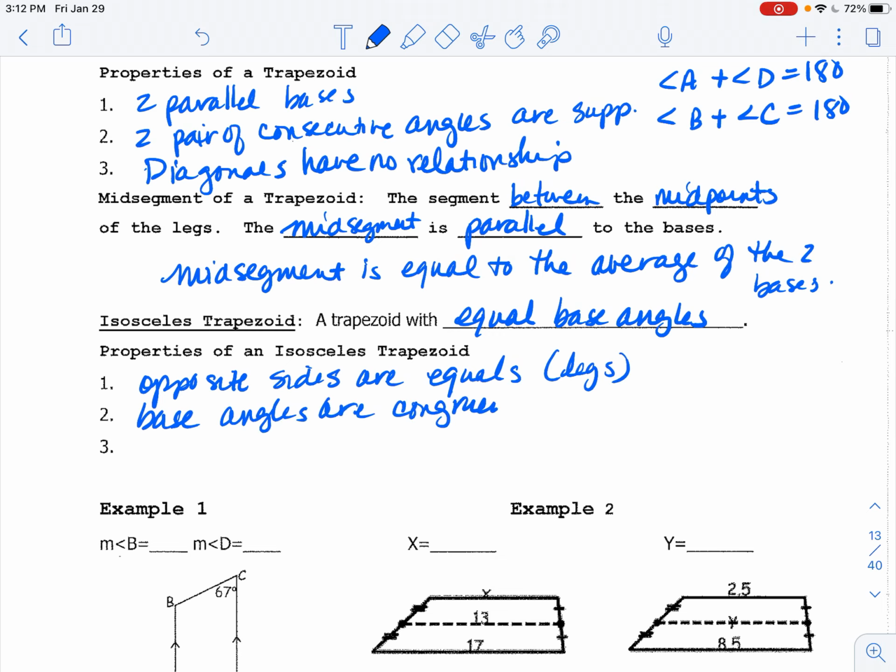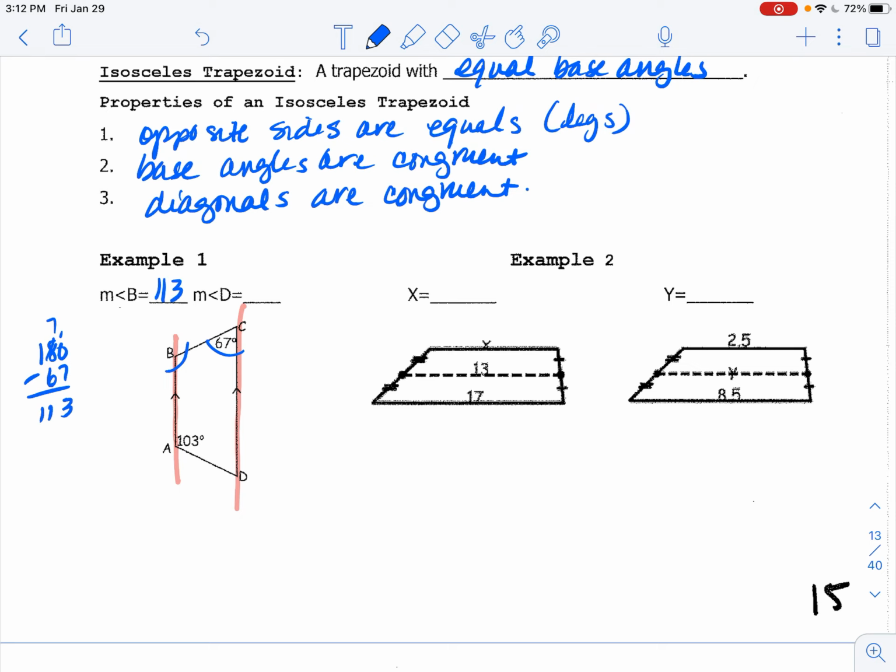Okay, so let's take a look at example 1. It's asking us for the measure of angle B. So my bases in this problem are these two, the guys that are parallel. So I know that consecutive angles are supplementary, and so angle B plus angle C add up to 180. Now this is just a trapezoid that's been tilted on its side, but that doesn't matter. I can just subtract the 67 from 180, and I'm going to get 113 for the measure of angle B. These consecutive angles are supplementary.